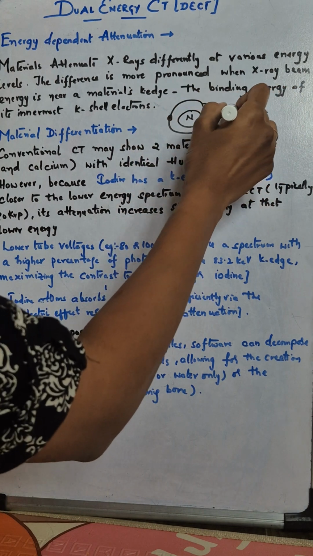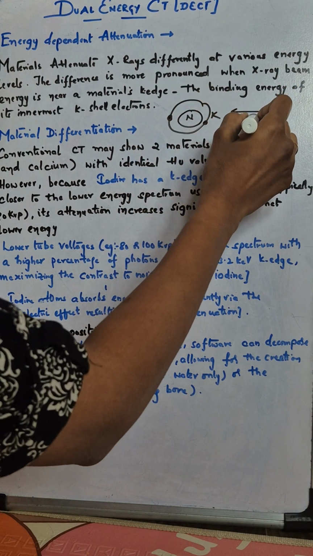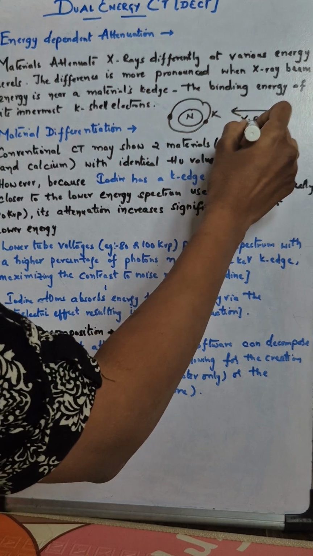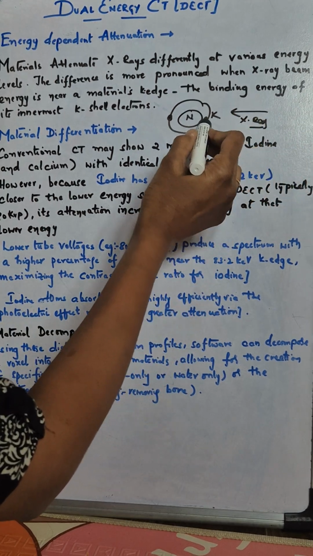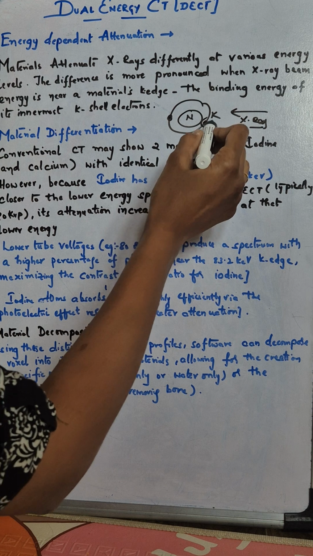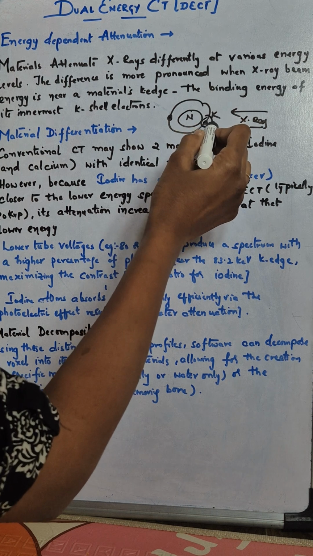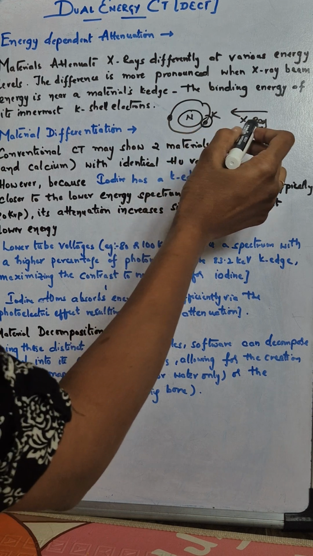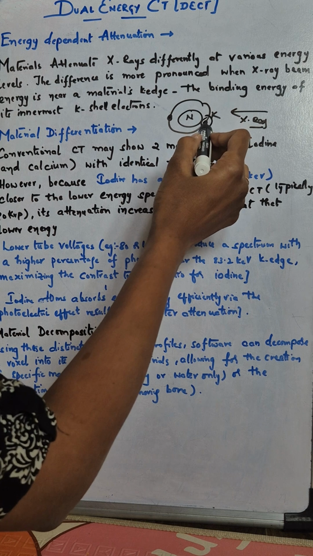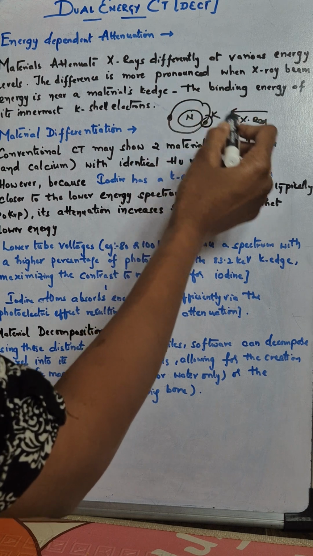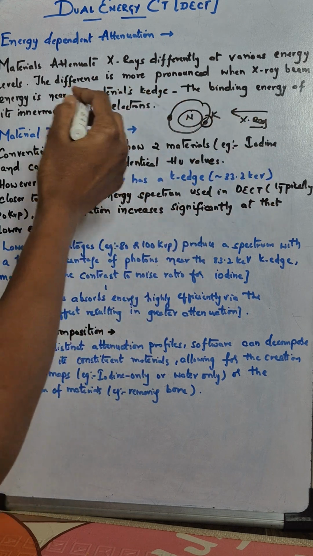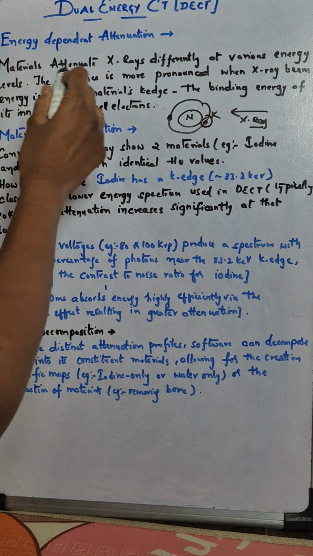Normally, the X-rays will be coming, right? This X-ray photon's energy should be more than the K edge, the binding energy of the K shell electron, so that it can remove this electron from the K shell by the photoelectric effect. So what they are telling is that materials attenuate.